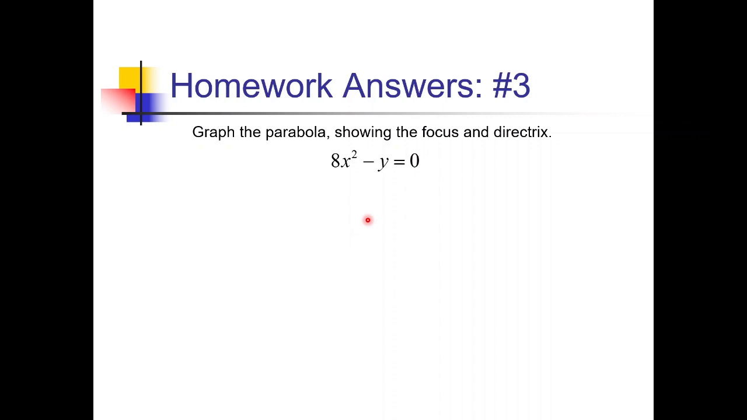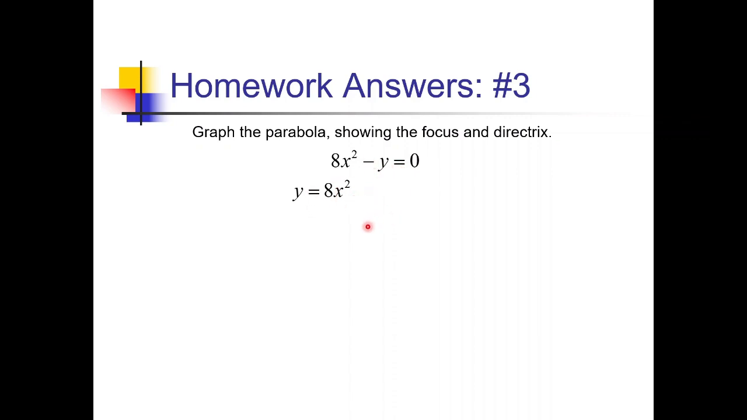For this problem, I have to graph this parabola showing focus and directrix. Before I can do that, though, I need to isolate this linear term. So let me add y to the other side. So I have y equals 8x squared, and that just puts me in a form that I can actually graph, the form that I'm used to for these.